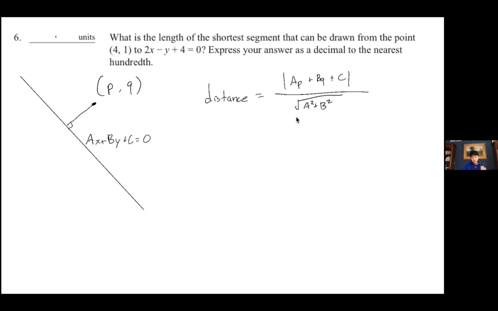And if you forget this formula, you can construct the line perpendicular. I should work through that, but I'm just going to first finish this way. So this is method 1.